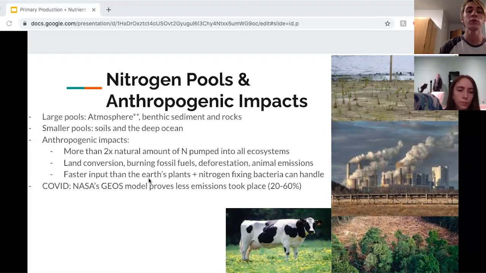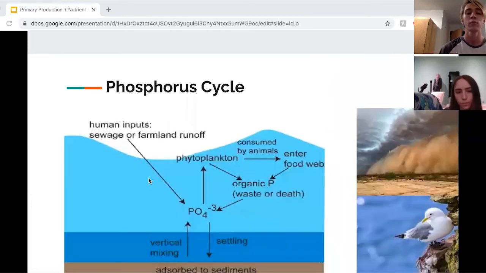Currently, more than 2 times the natural amount of nitrogen that ecosystems fix and process is pumped into them by human activity alone. Land conversion, burning of fossil fuels, deforestation, and animal emissions all contribute to nitrogen oversaturation. While short-lived, the slowdown of terrestrial and air travel from the COVID-19 pandemic caused a noticeable decline in global nitrogen input into the atmosphere and ecosystems.